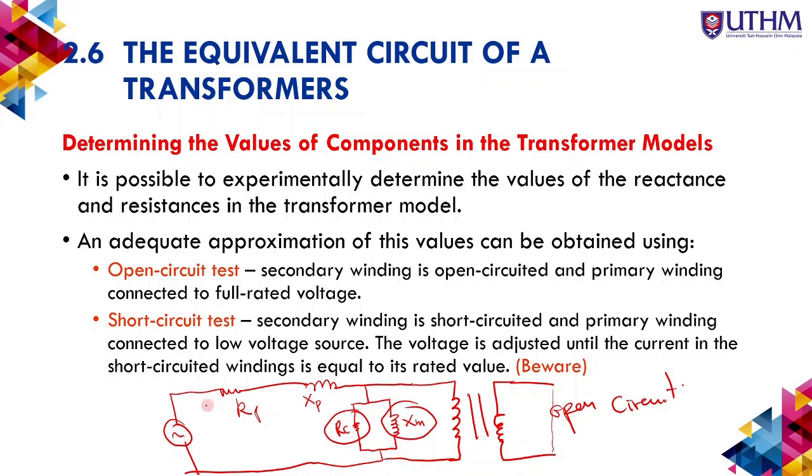Besides, we will put some instruments. I think we have 3 instruments. We will put a voltmeter at this one, and then we will put an ammeter for the current, somewhere here, and then the wattmeter, in the equivalent circuit. So we have a voltmeter, ammeter, and wattmeter.